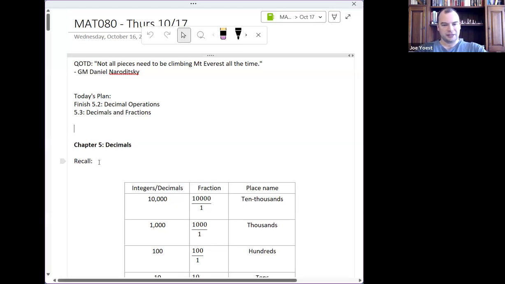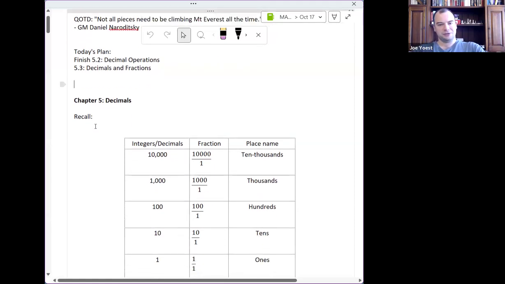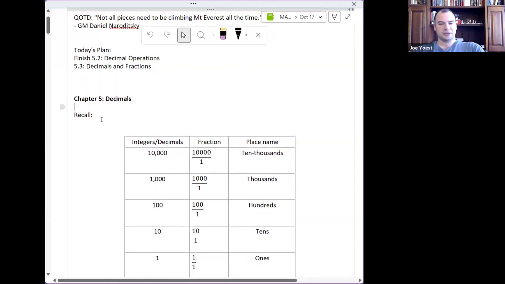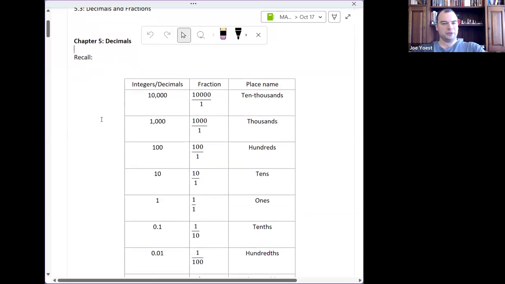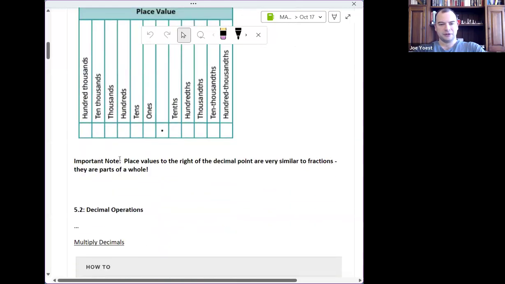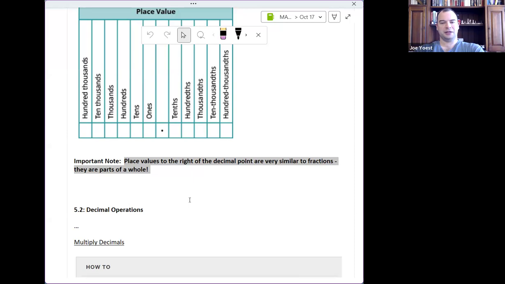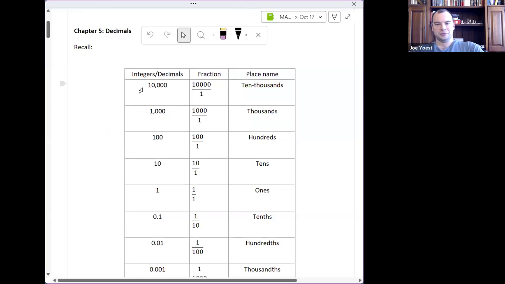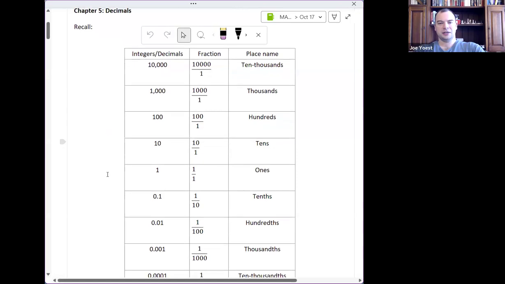Okay. All right. So moving on to decimals, 5.2 and 5.3. Just to recap what we talked about last time, a reminder that fundamentally decimals have a similar underlying idea to fractions. They're very similar in nature, in that they represent parts of a whole. So we can think of decimals along with their fraction equivalents.